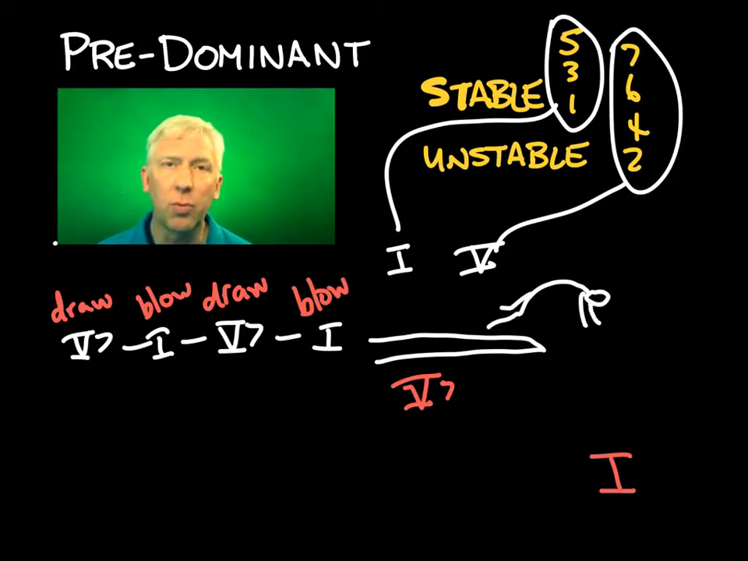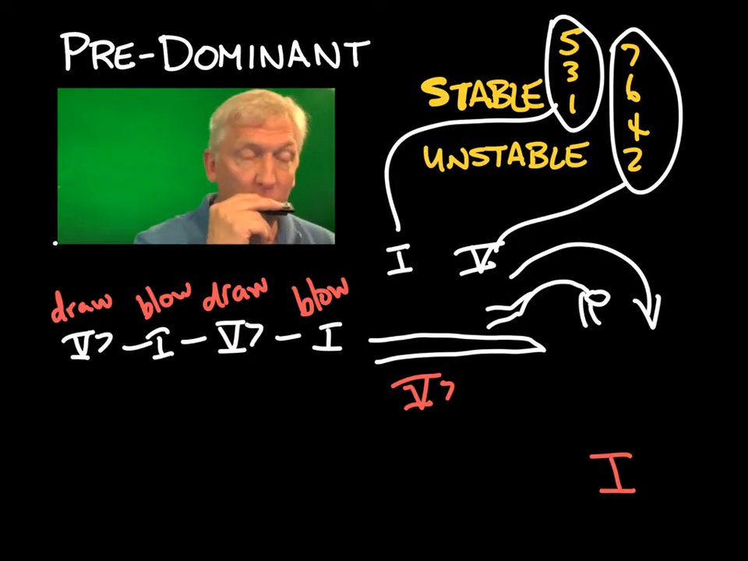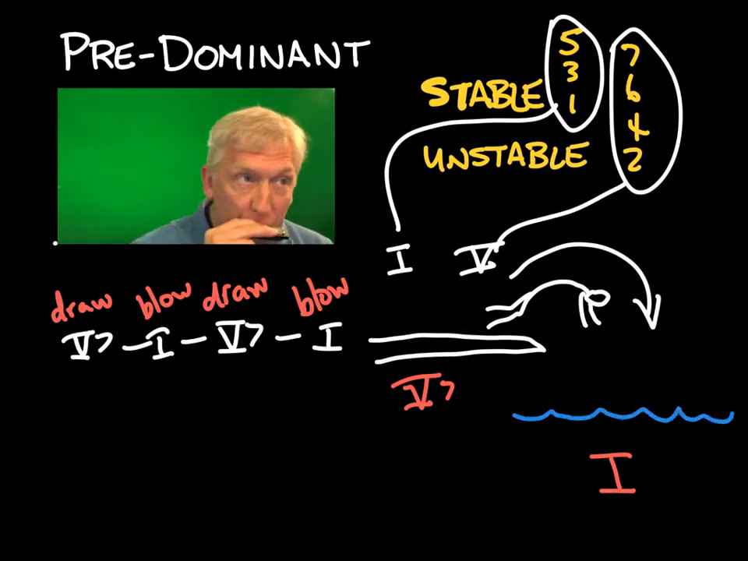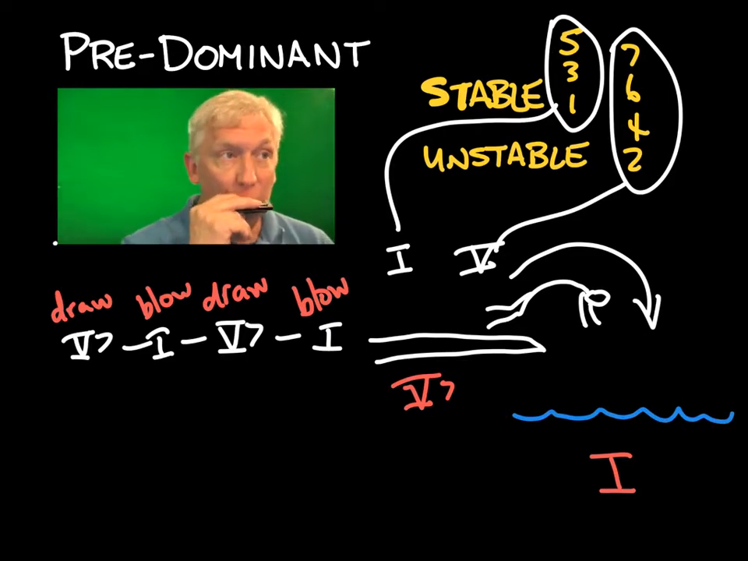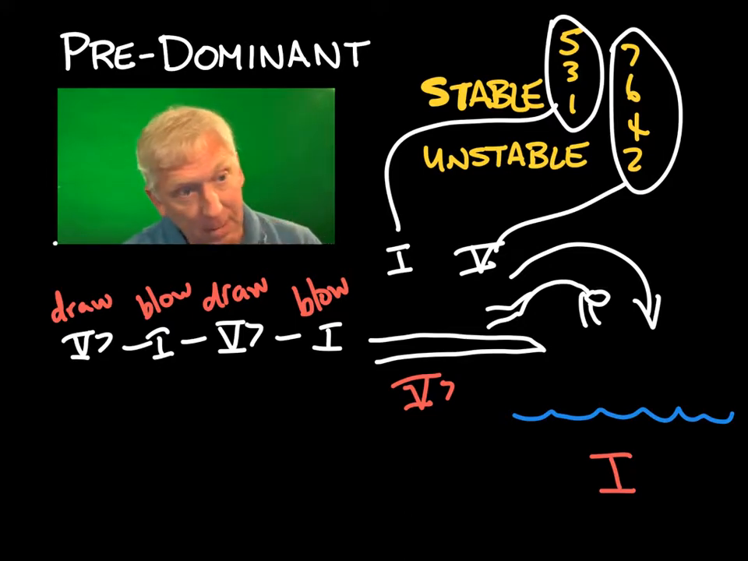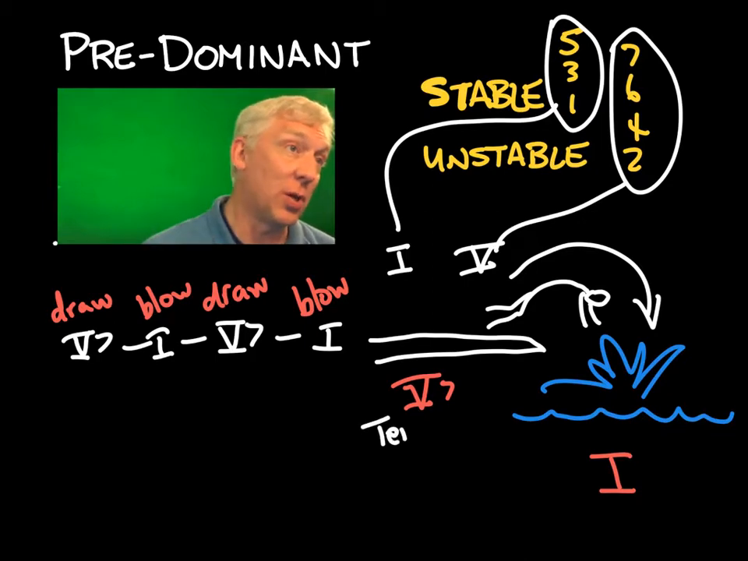Here's another example, 3 blind mice. We go stable, unstable, stable. So we started stable, we went away from home, we came back again, and the whole thing was just that story. Played on a harmonica you can't miss, because it's all just those harmonies.